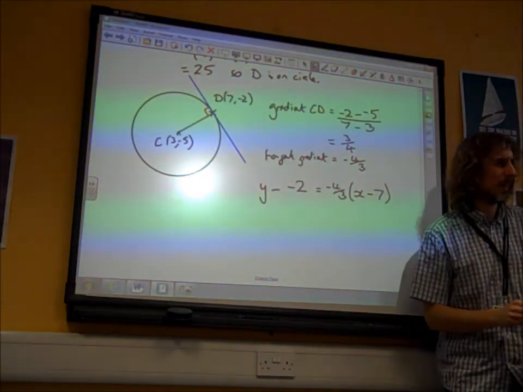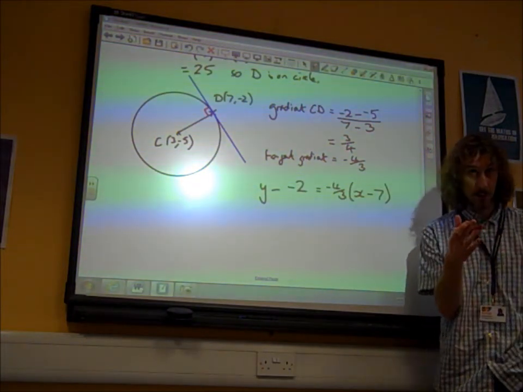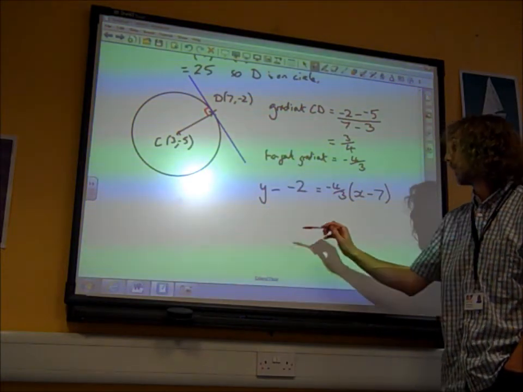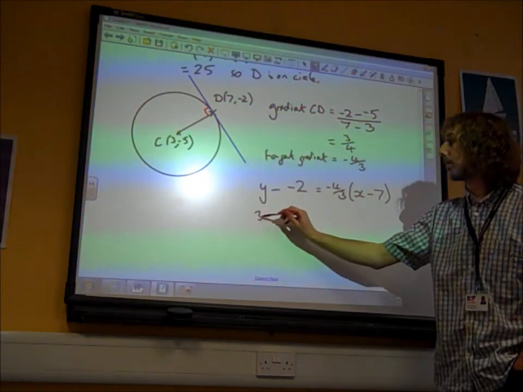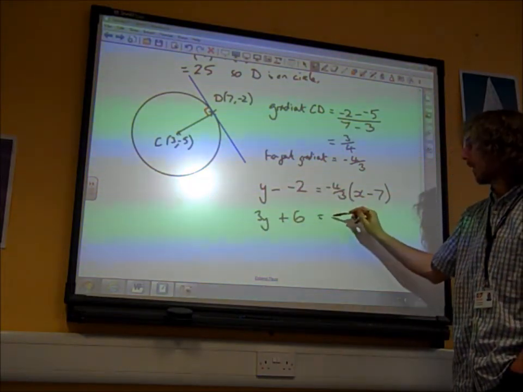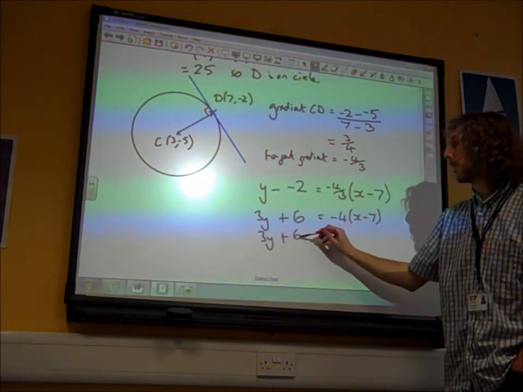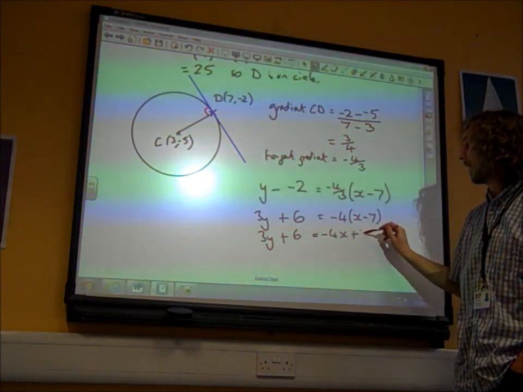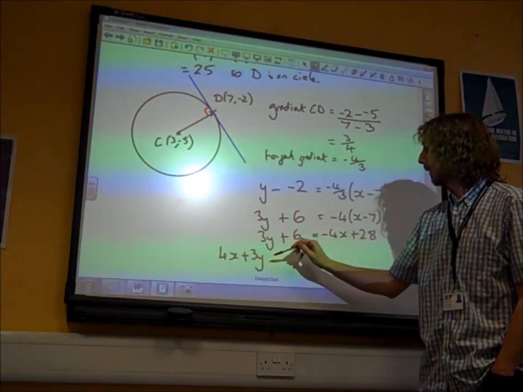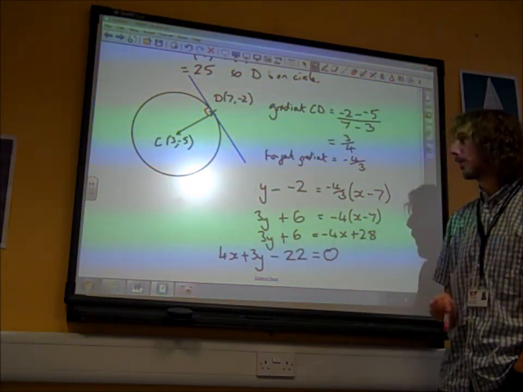We've actually ended up with a very similar equation to deal with as in the previous question, but as in the last one, we need integer coefficients. So we've got, what have we got? If I times by 3, we've got 3y plus 6, that's plus 2 times the 3 is 6. And we've got minus 4x minus 7, so that's 3y plus 6 is minus 4x plus 28. So 4x plus 3y minus 22 is equal to 0.